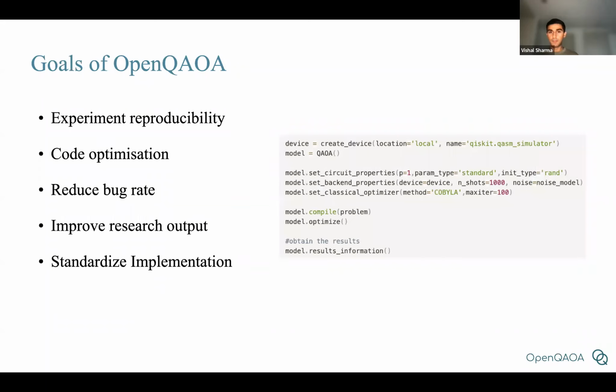This is a small snippet of code, just to demonstrate how simple things can be if you try to run QAOA. Assuming that you already know what you want to solve using QAOA, and you've defined the problem, the four steps that you have to follow are these. First, you create the device, so you tell OpenQAOA on what kind of device you want to solve this problem.